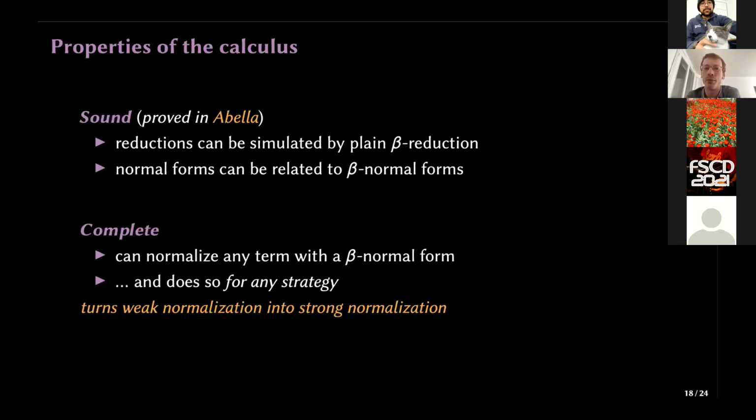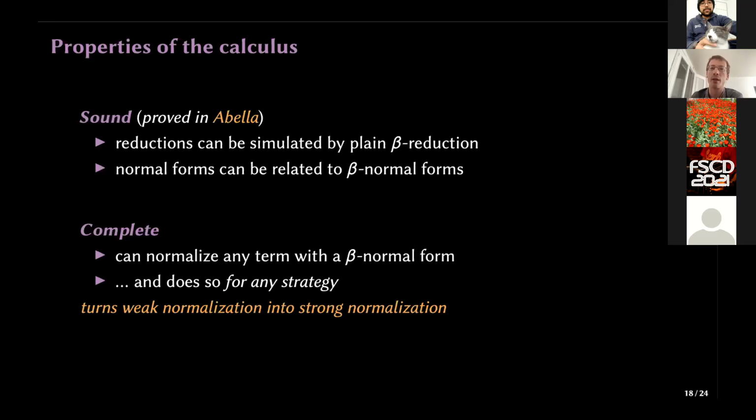We also have a bit more original completeness property, which ensures that each time we start from a lambda term which admits a normal form, then we will find this normal form, and any reduction path in our calculus actually reaches this normal form. So we have a strong notion of termination. In some sense, our calculus turns weak normalization around the calculus into strong normalization.